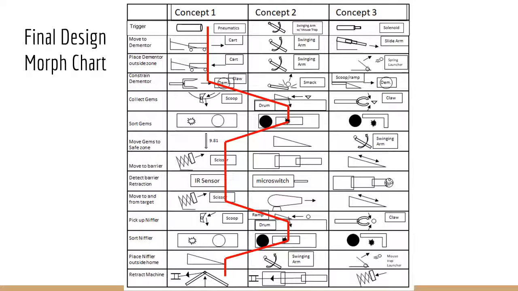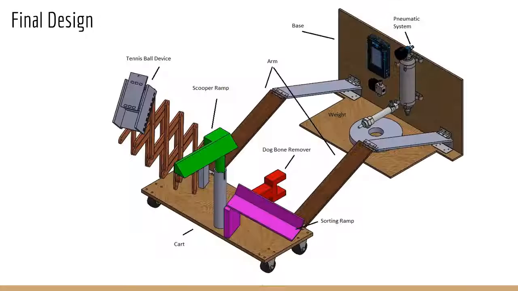Looking at the morph chart for our final design, we again have a pneumatic piston which is pushing out a cart to the center and using a scooping claw to pull back the Dementor into the starting zone when the cart deploys. Then we have again a mechanism with a wedge to ingress the gems and nifflers, sort them with a track, and then drop them into the correct zone. We also have a scissor arm with an IR sensor mounted on it that detects when the barrier drops, deposits Grindelwald, and then retracts. You can see the CAD model for our final design.